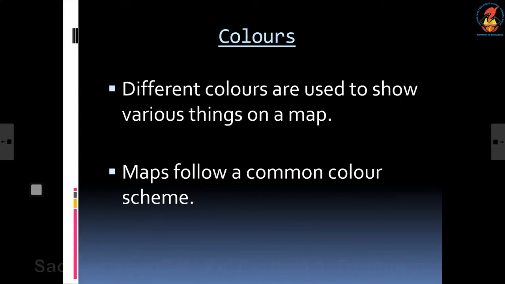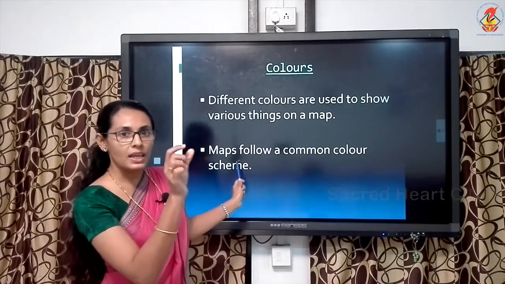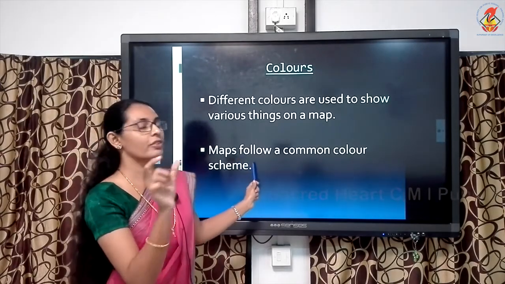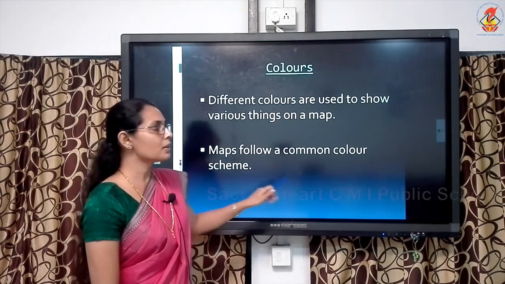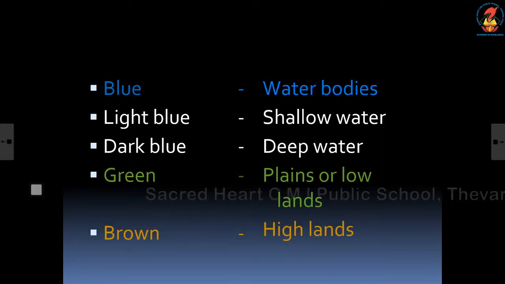a map is colors. Different colors are used to show various things on a map. For identifying rivers, cities, a police station, and our physical features like mountains, plains, rivers, everything, we are using different kinds of colors, but a common pattern of color we are following for all the maps. Mainly we are using blue, green, brown.